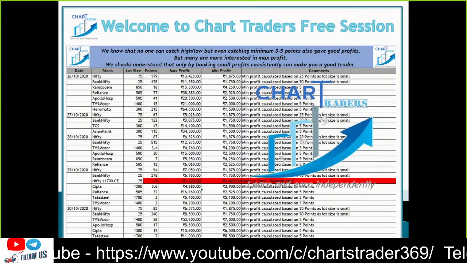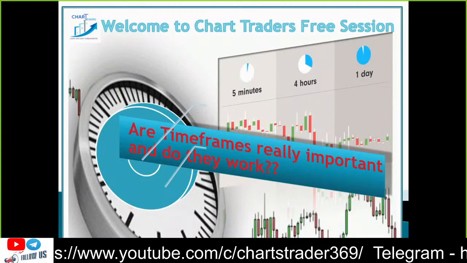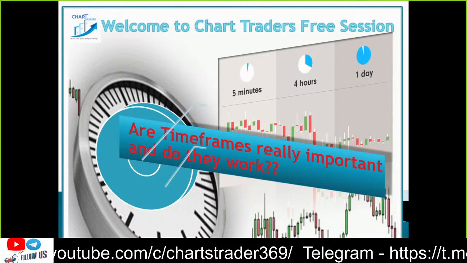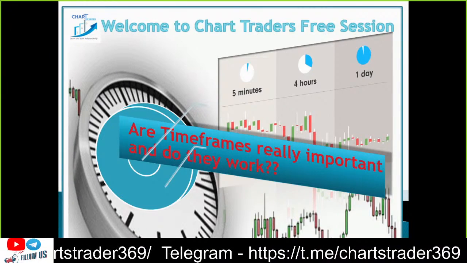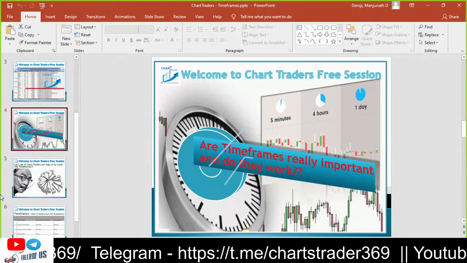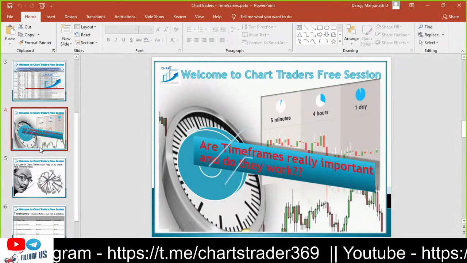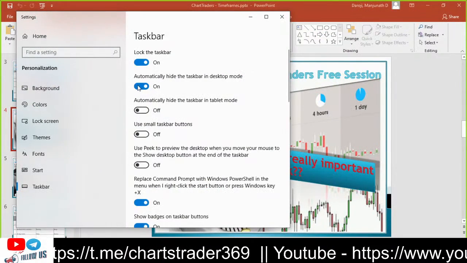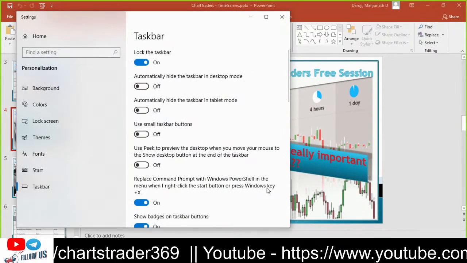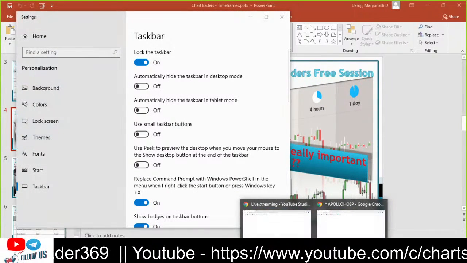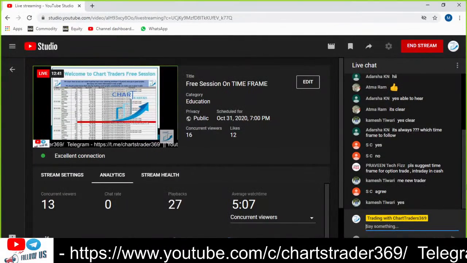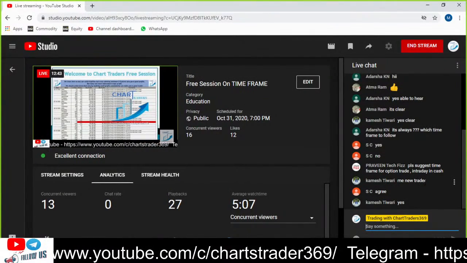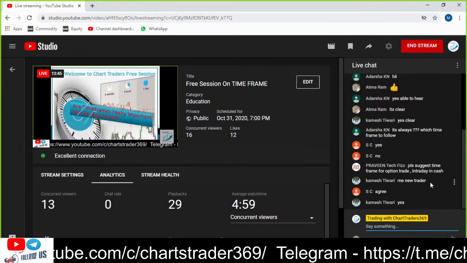Okay, now coming to our main topic, today's topic, time frames. Let me check our readers' comments, what all they have commented on time frames, because I had asked them what they believe on time frames. Please suggest a time frame for option trade, intraday in cash.